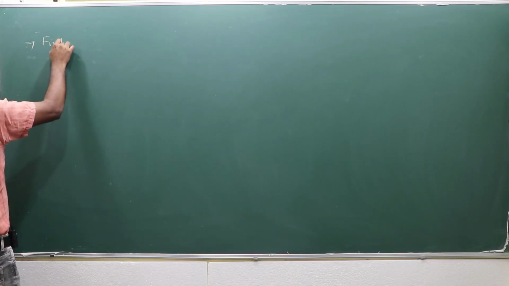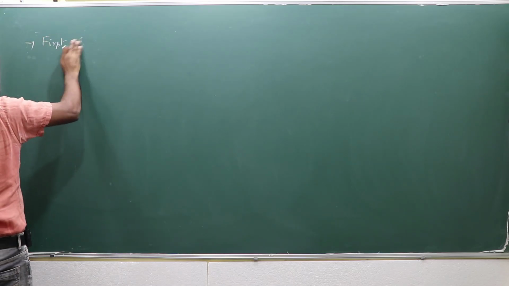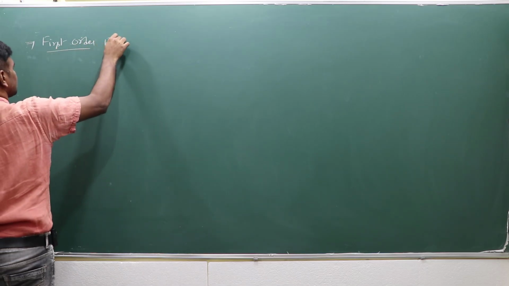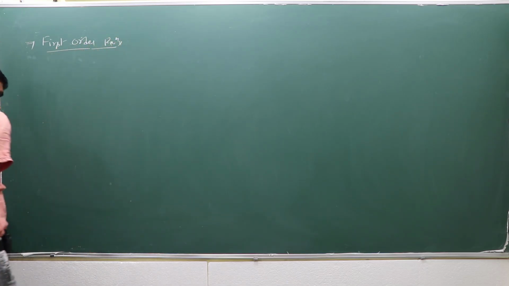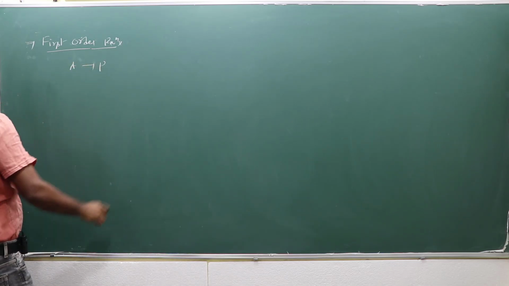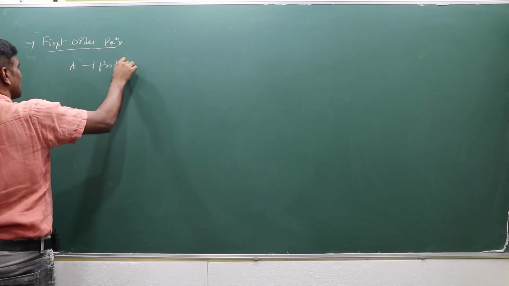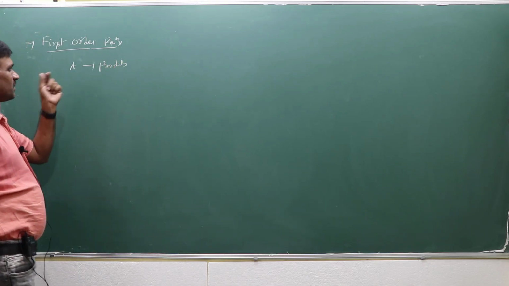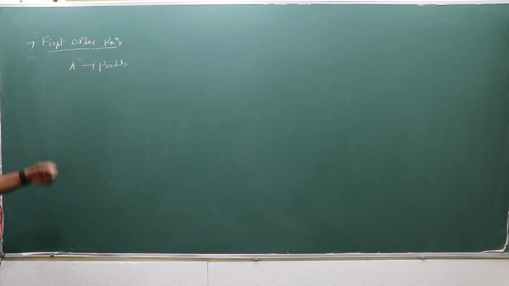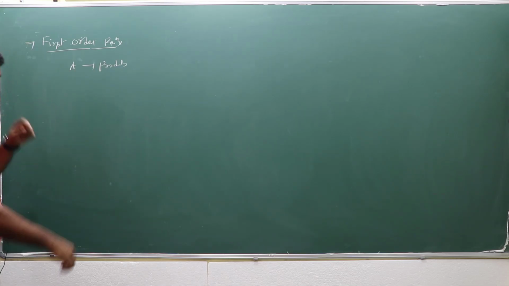Next, another one is the first order reactions. First order kinetics. So I mentioned earlier that when A goes to products, the rate of reaction, which depends upon the concentration of the one reactant molecule A, is considered a first order reaction. I explained that earlier.